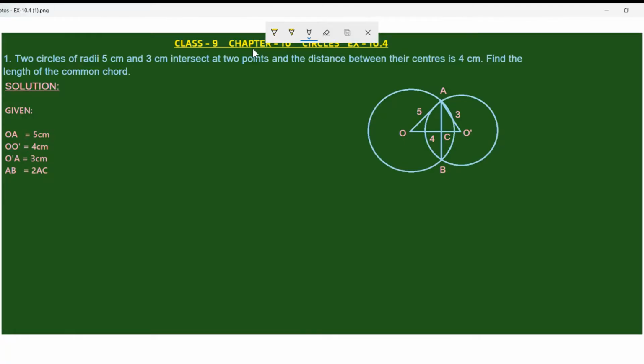Class 9, Chapter 10, Circles, Exercise 10.4. Question number 1. Two circles of radii 5 cm and 3 cm intersect at 2 points and the distance between their centers is 4 cm. Find the length of the common chord.